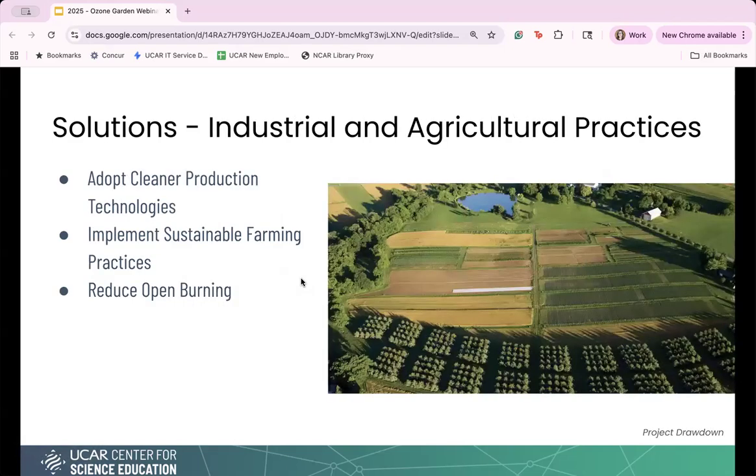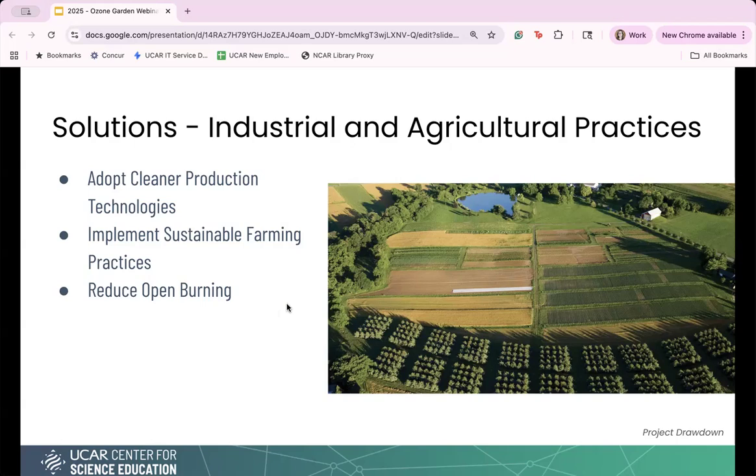And then industrial and agricultural processes. For this one, think about adopting cleaner production technologies, implementing sustainable farming practices, and reducing open burning. Some of these things are possible for people to do if they have influence over agriculture or have their own farm or agricultural area. But people can also use their purchasing power to support local farms, and work with extension offices to teach about agriculture and farming, the importance of local farms, and how we farm. So that's another interesting solution there.